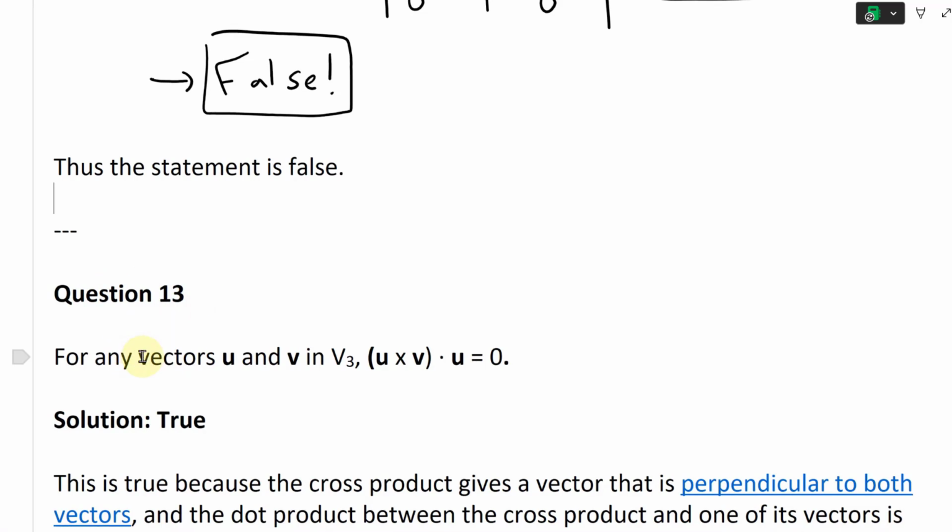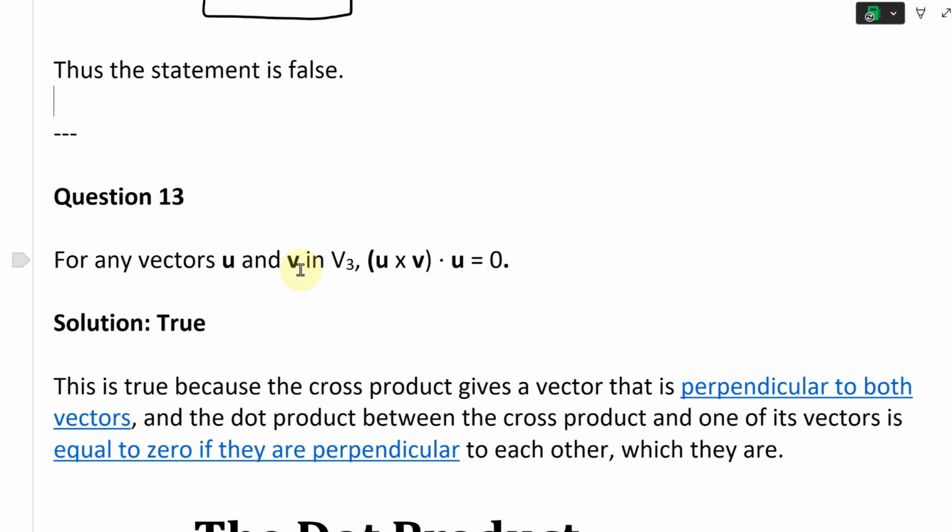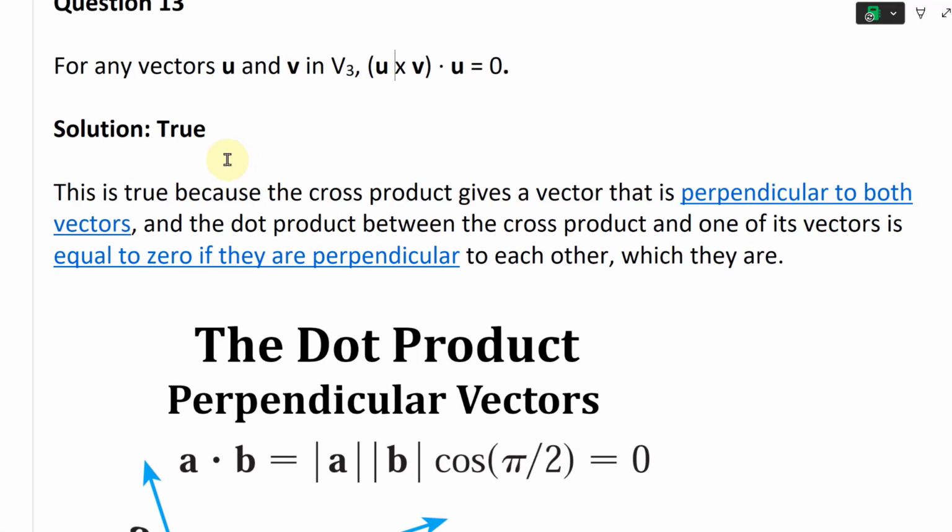Question 13. For any vectors u and v in V3, or the set of all points in 3 dimensions, we have the statement (u cross v) dot u equals 0. So now we're doing a dot product of a cross product, and the u are the same, u and u there, and this equals 0. And this is actually true.